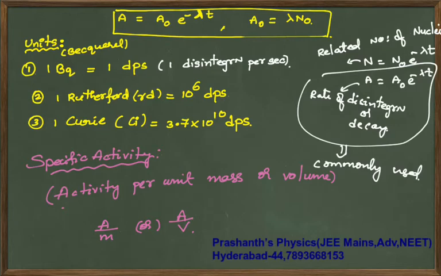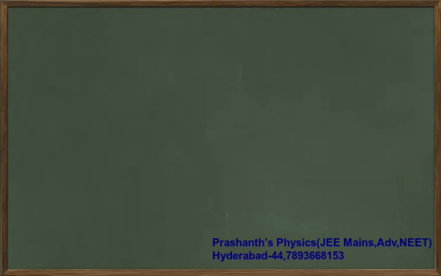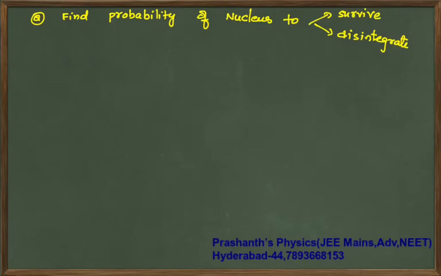Now let us start with simple questions. So your first question is this. Very simple. Find the probability of a nucleus to survive or disintegrate, assuming N naught is the initial number of nuclei after time t. Let us say you are given N naught, t, everything, and lambda. You have to give your final answer in terms of lambda and t only. So now what is the answer?